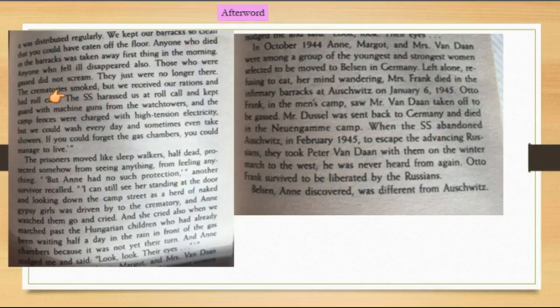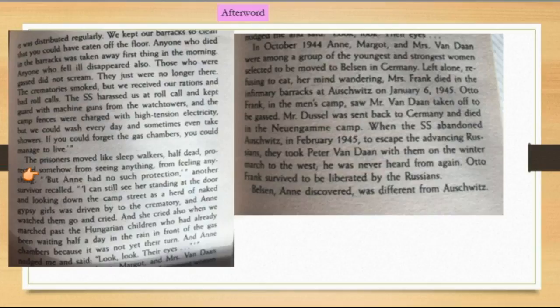The SS harassed us at roll call and kept guard with machine guns from watchtowers, and the camp fences were charged with high-tension electricity, but we could wash every day and sometimes even take showers. If you could forget the gas chambers, you could manage to live. The prisoners moved like sleepwalkers, half dead, protected somehow from seeing anything, from feeling anything.